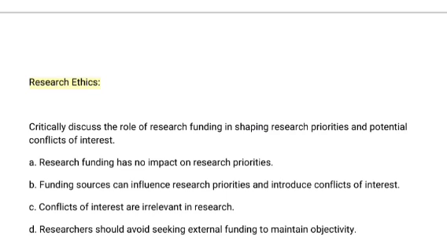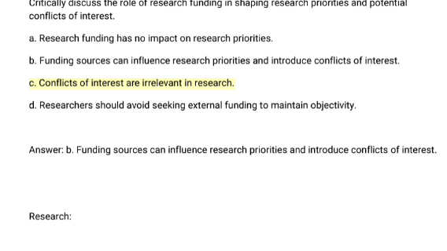Research ethics. Critically discuss the role of research funding in shaping research priorities and potential conflicts of interest. A. Research funding has no impact on research priorities. B. Funding sources can influence research priorities and introduce conflicts of interest. C. Conflicts of interest are irrelevant in research. D. Researchers should avoid seeking external funding to maintain objectivity. Answer: B. Funding sources can influence research priorities and introduce conflicts of interest.